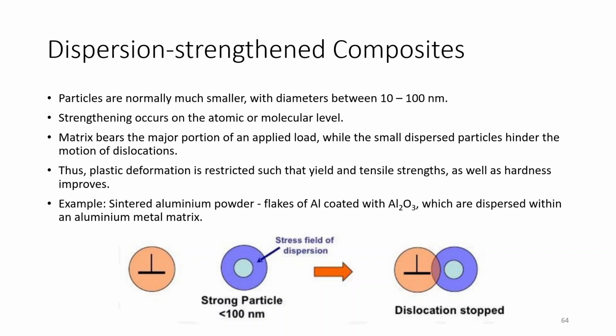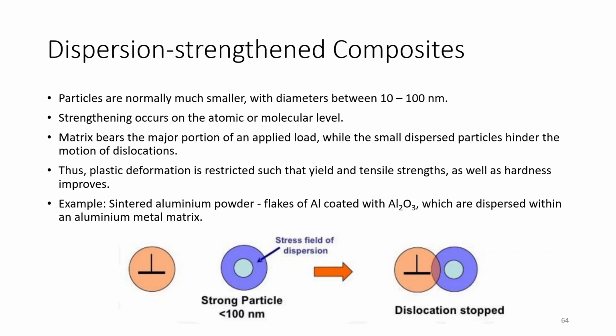Next you have dispersion strengthened composites. So in this case your particle size will be smaller, between 10 to 100 nanometer, and your strengthening occurs on the atomic or molecular level. Matrix bears the major portion of the applied load, while the small dispersion particles hinder the motion of the dislocations. Thus plastic deformation is restricted such that yield and tensile strengths as well as hardness improve.